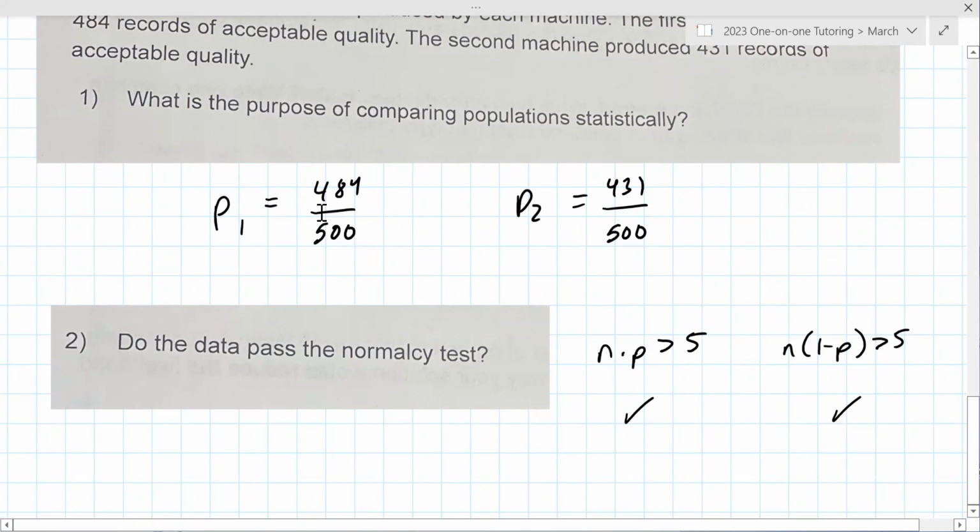That would be this one. There's 484 that did pass. That's this one. Same thing for P2. There's 431 that did pass. That's the n times p. There's 69 that did not pass. That's the n times 1 minus p.